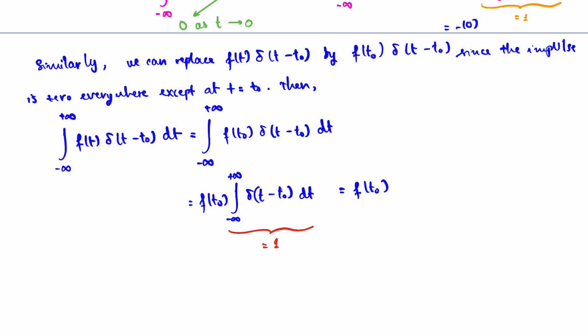Okay, so that is the shifting property. And again, it's going to pop up again in convolutions in the next lecture.